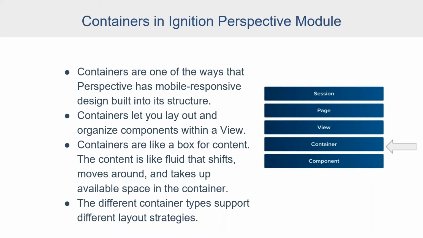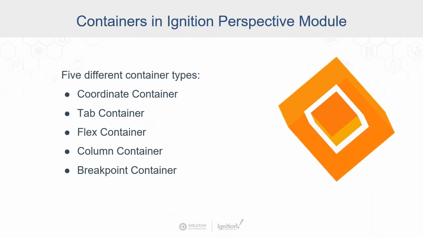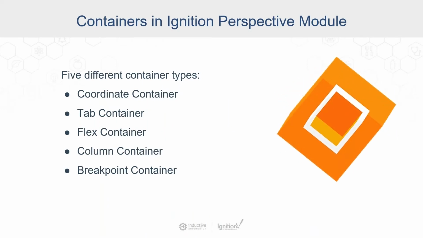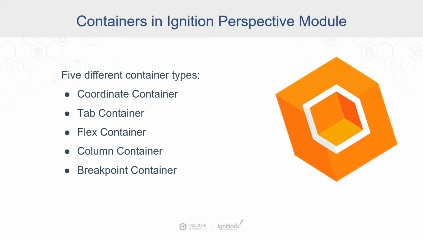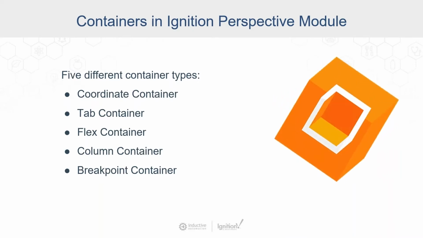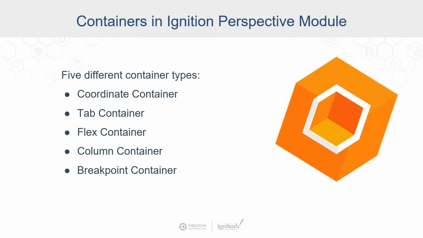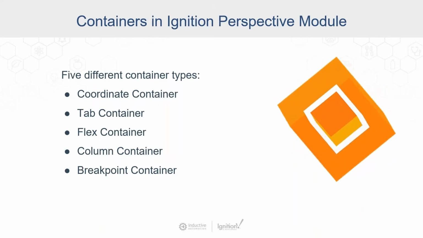We'll go through examples of all of these, but containers are definitely the main one, and the one that is most important to really understand. If you can understand all these container types and how they work, it really helps you figure out which one you're going to use, or which combinations of ones you're going to use as you go forward. So there are 5 different container types in Ignition Perspective: the coordinate container, tab container, flex container, column container, and breakpoint container. And we're going to take a look at each one of these in more detail.